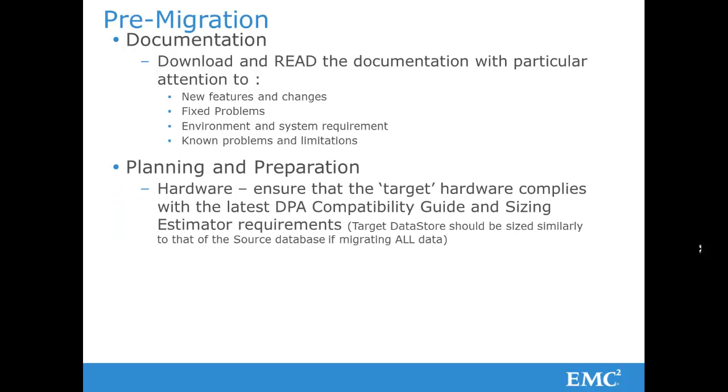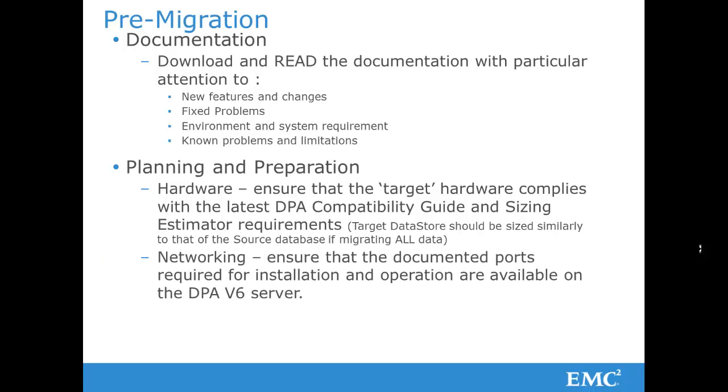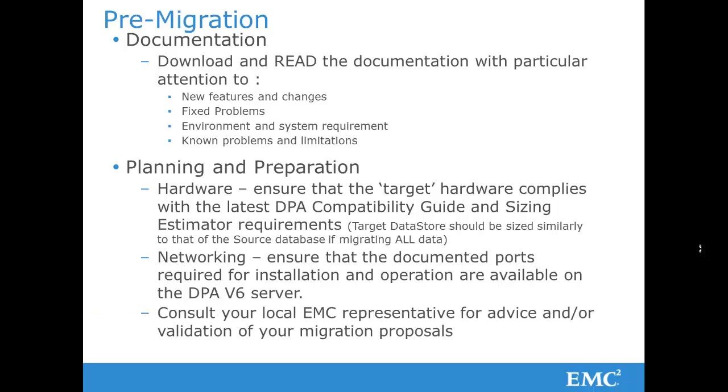Also, during your planning and preparation for migration, please pay particular attention to the hardware requirement for the target, and that this complies with the compatibility guide and the sizing estimator requirements subject to the amount of data that you intend to migrate. Please ensure that all networking requirements are satisfied, with particular attention being paid to the ports required for the installation and operation of the DPA v6 server. If you are in any doubt whatsoever about your migration, please consult your local EMC representative for advice or indeed validation of your migration proposals.